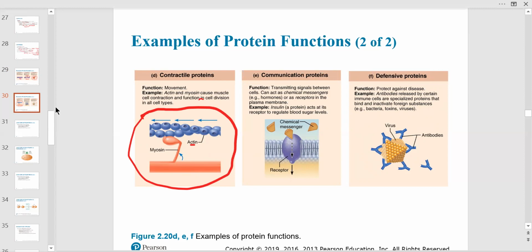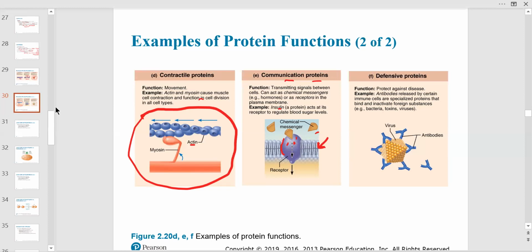Then you have communication proteins like receptors. And look at the membrane. Here's the cell membrane. And then you have an embedded receptor for something like insulin, say. So insulin will bind to the specific protein receptor within the membrane and cause a change. Like in insulin's case, it'll facilitate the movement of glucose into the cell, so it could be used for energy.